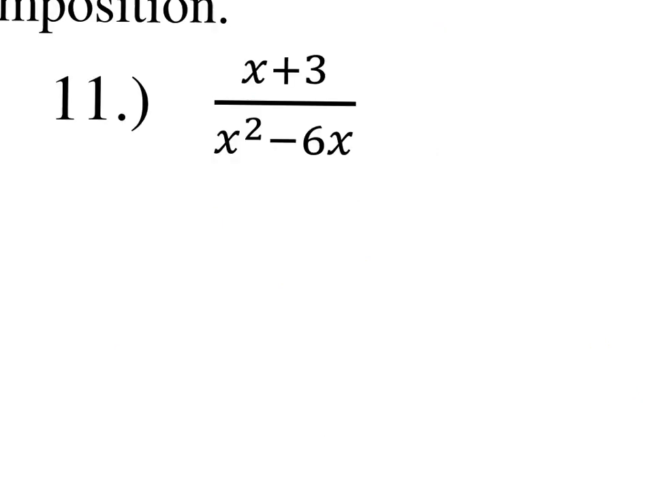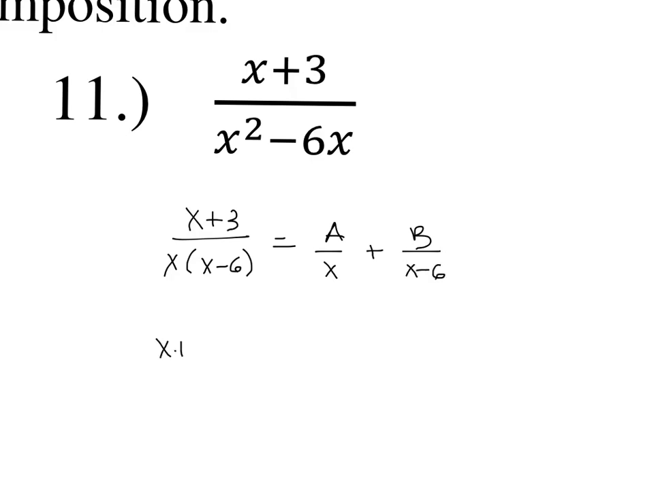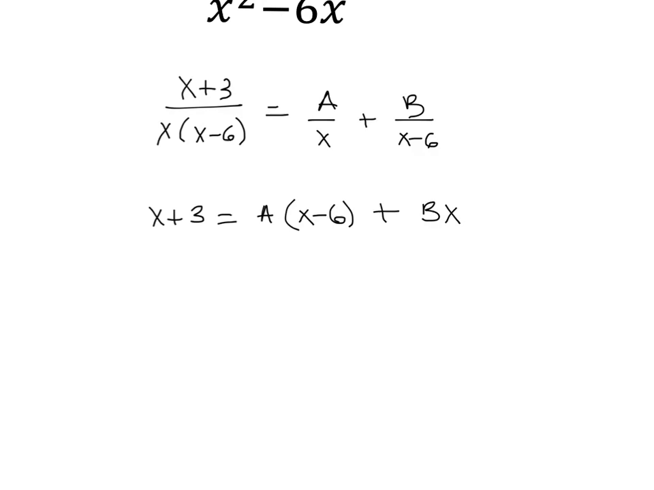All right, let's take a look at number 11. Here when we factor, let's go ahead and factor out an x. And then we're going to get x minus 6. So we have linear factors again, a over x plus b over x minus 6. So then I end up with x plus 3 equals a, x minus 6 plus bx. So I'm going to use my shortcut method again. If x is 6, this whole term becomes 0. So I'm going to go ahead and do that.